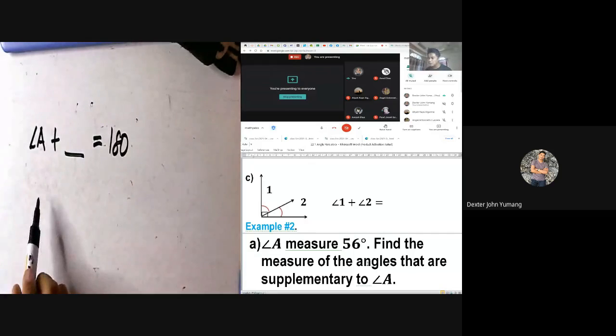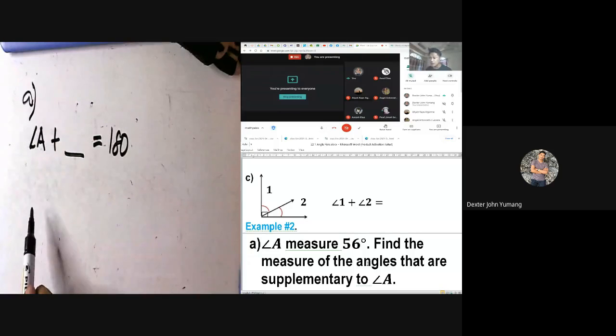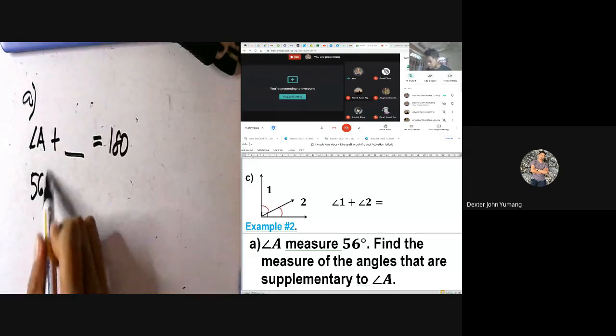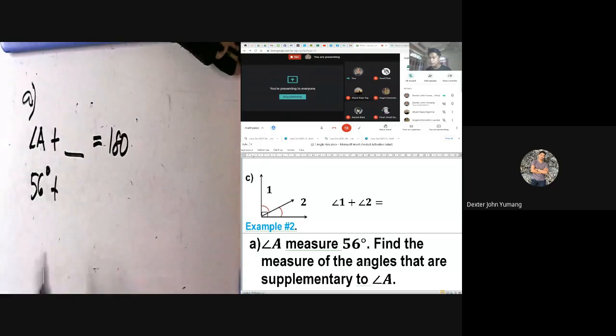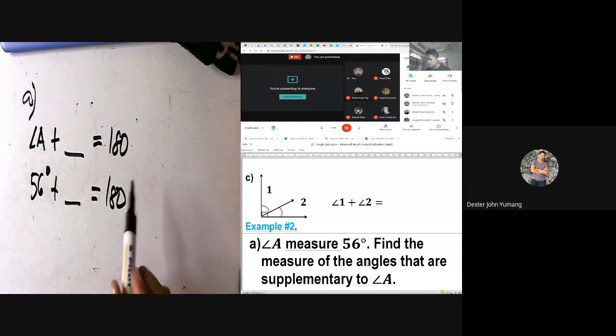Ngayon, kung balikan nyo ang question sa letter A, for example, number 2, ilan ba ang measure ni angle A? Angle A is 56 degrees, right? Sabi daw po sa problem. Ngayon, ano yung i-add mo dyan para ang sagot is 180? Anyone?